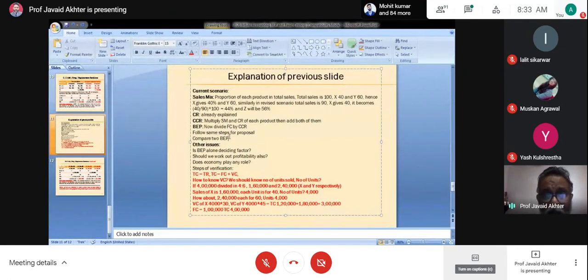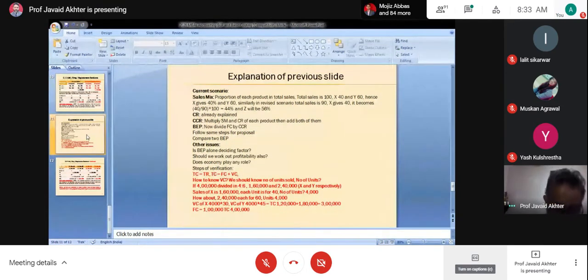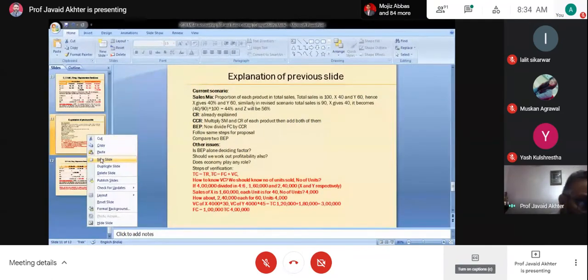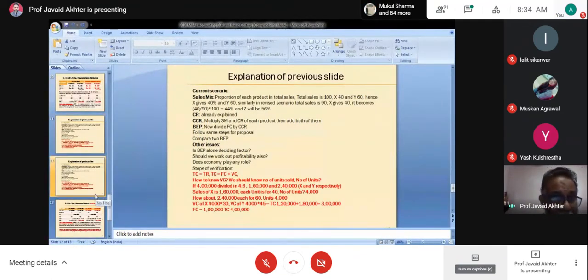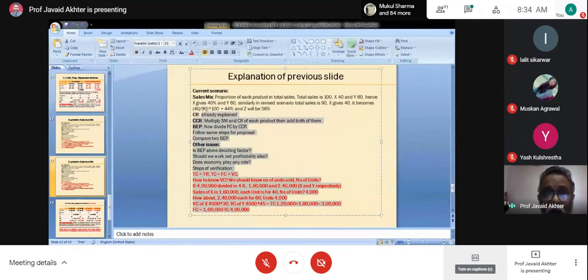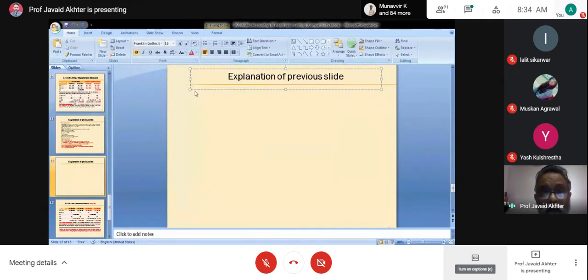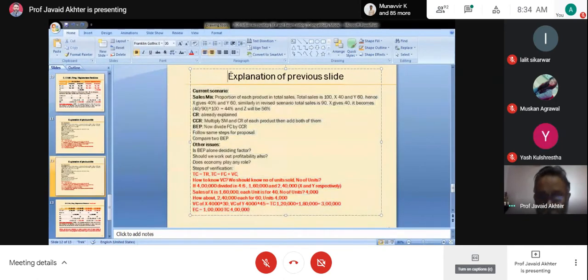Let me copy the slide somewhere. Standard costing and variance analysis. Duplicate this slide. You may better note this way. Download that one because we will be discussing that in detail.